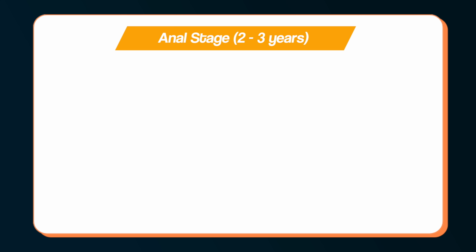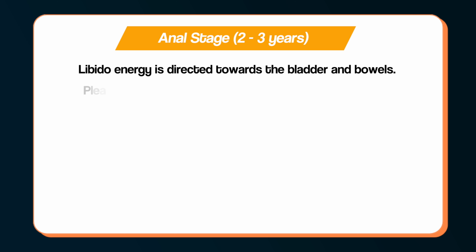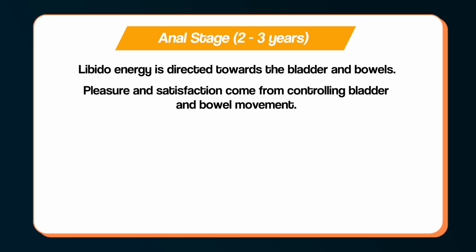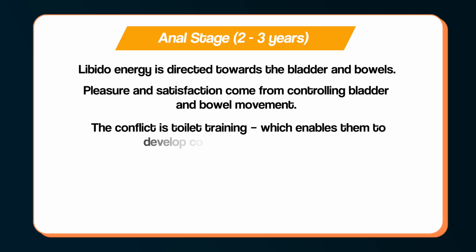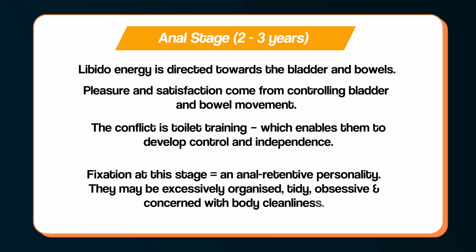The second stage is the anal stage from 2 to 3 years. Libido energy is directed towards the bladder and bowels. This time, the pleasure and satisfaction come from controlling bladder and bowel movement. At this stage, the conflict is toilet training, which enables them to develop control and independence. If toilet training is not handled sensitively, the child could become fixated at this stage, and as an adult, this could be seen in what Freud called having an anal retentive personality, where they may be excessively organised, tidy, obsessive, and concerned with bodily cleanliness.